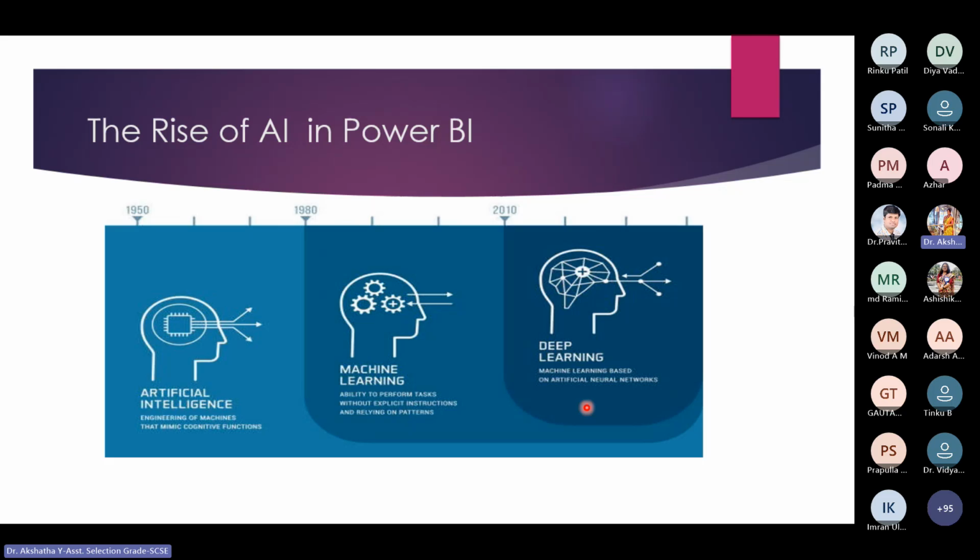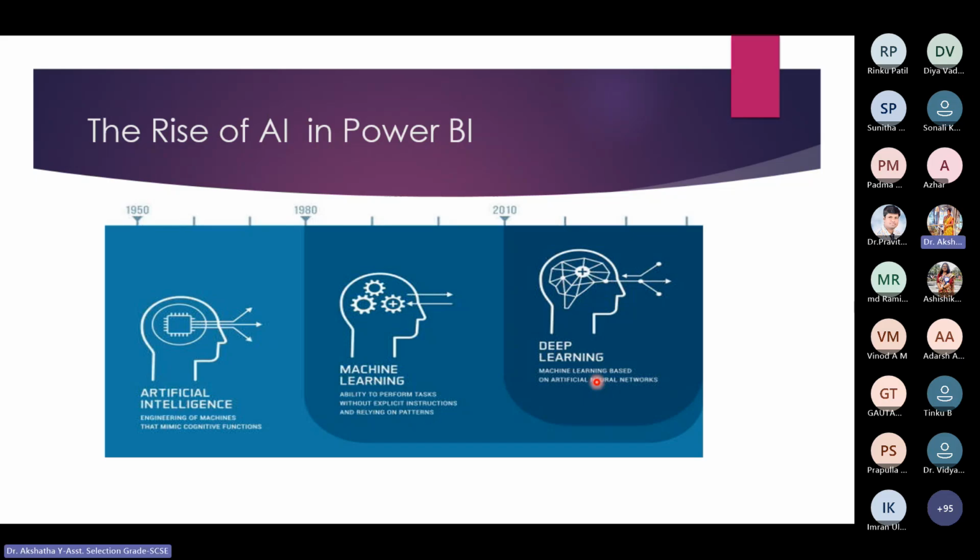Some of the key areas of deep learning are the convolutional neural network, which is used especially for image processing. We also have the recurrent neural network, which is basically used for sequential data. And we also have transformers, which we use for advanced NLP models like ChatGPT.